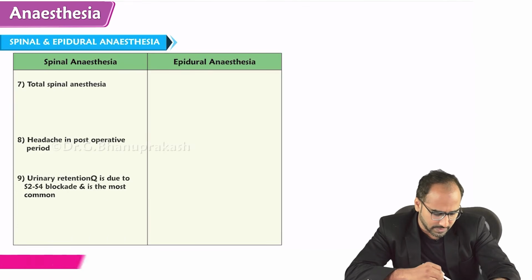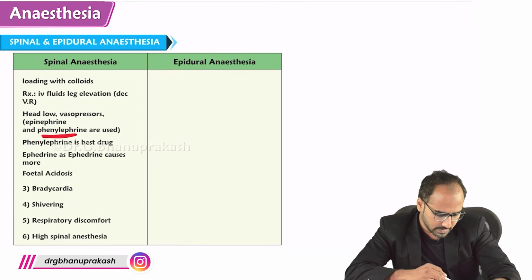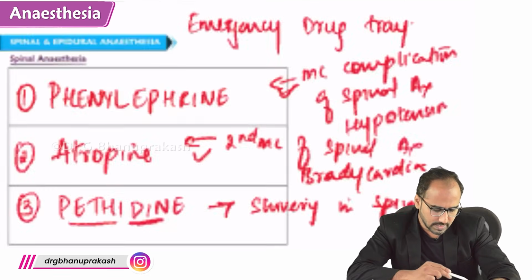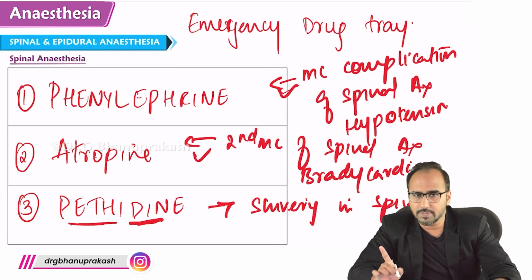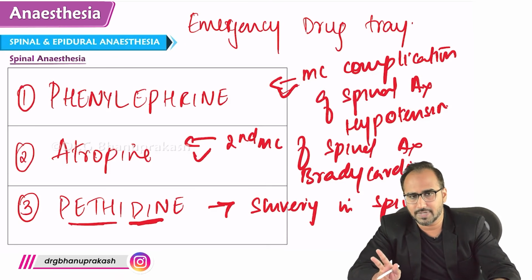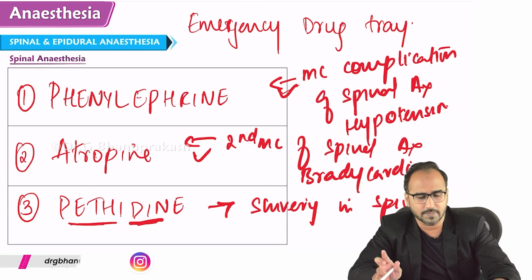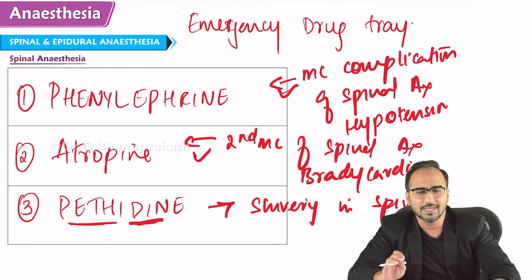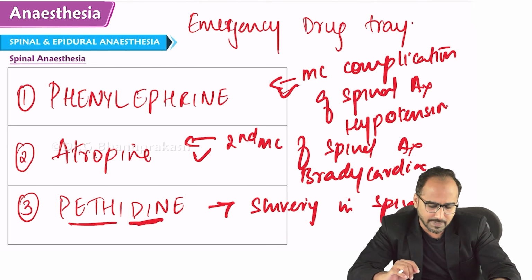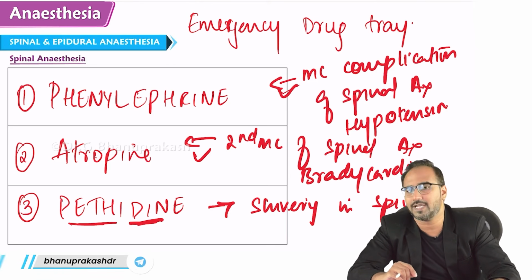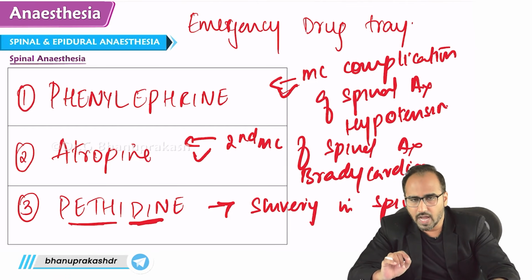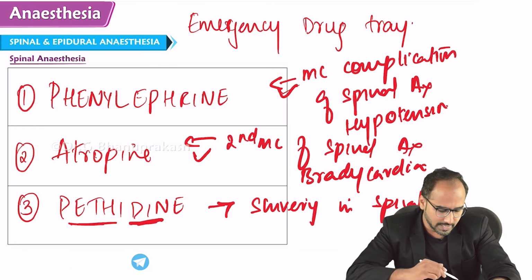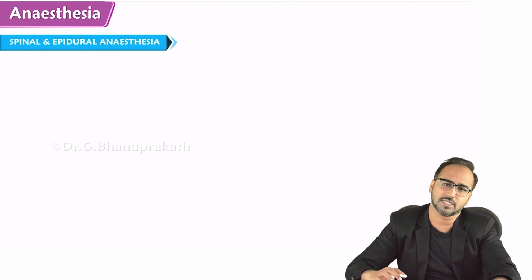Next complication that you see in spinal anesthesia is, now we have discussed some of the complications, guys. We have discussed the most common complication, hypotension. Second most common is bradycardia, for that you give atropine. Third complication is shivering. The next complications that you see after spinal anesthesia are high spinal and total spinal.